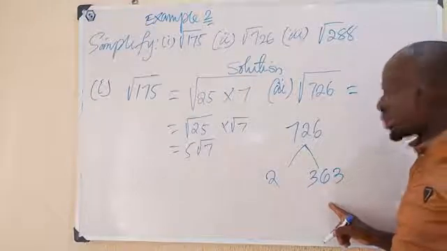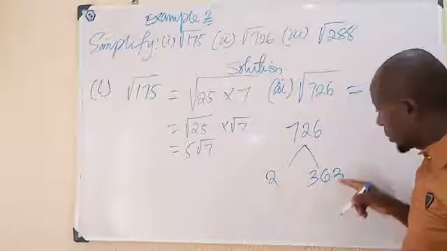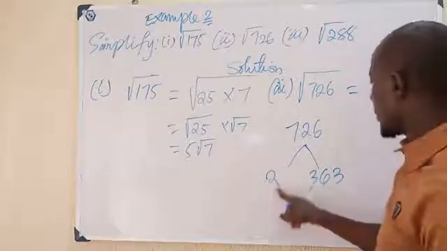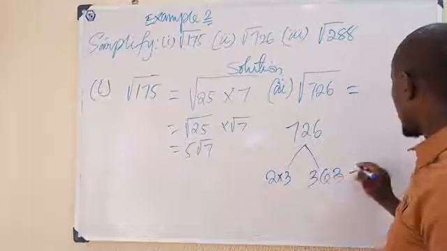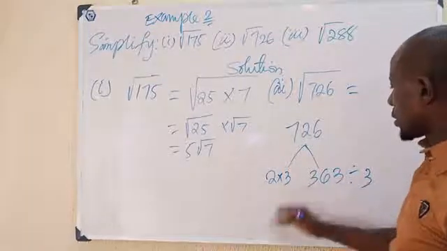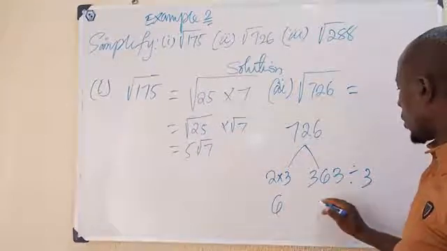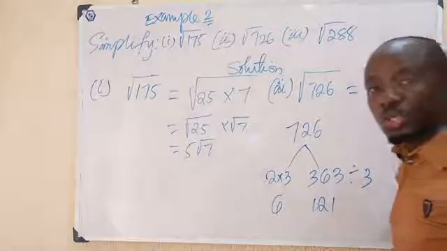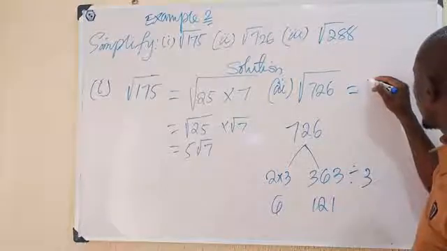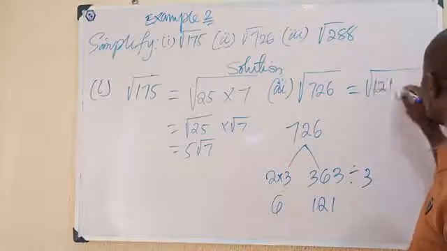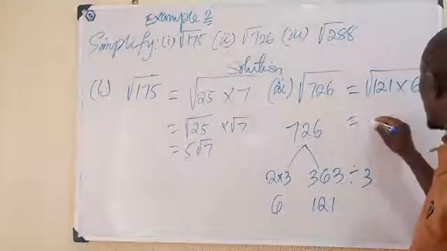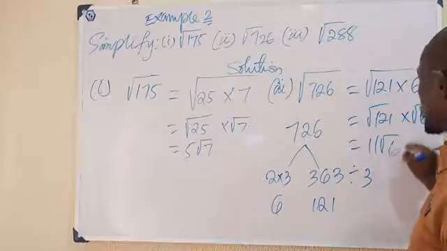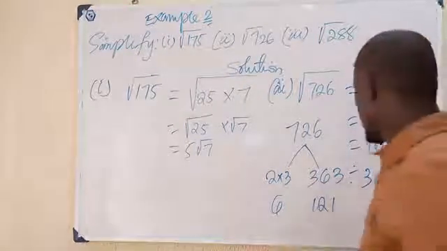So we break it down again until we obtain a perfect square. How do you break it down? What is the last digit? 3. It means that this number is divisible by 3. So we are going to multiply this one by 3 and divide this by 3. So this will be 6 and 121. 6 times 121 will give us 726. So we are going to change this to root 121 times root 6, which will give us 11 root 6. Simple? Simple.